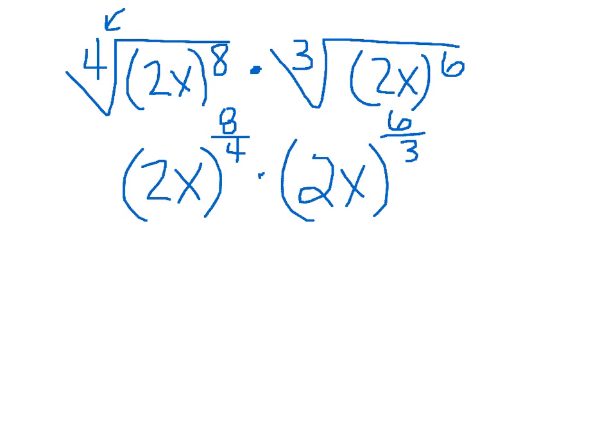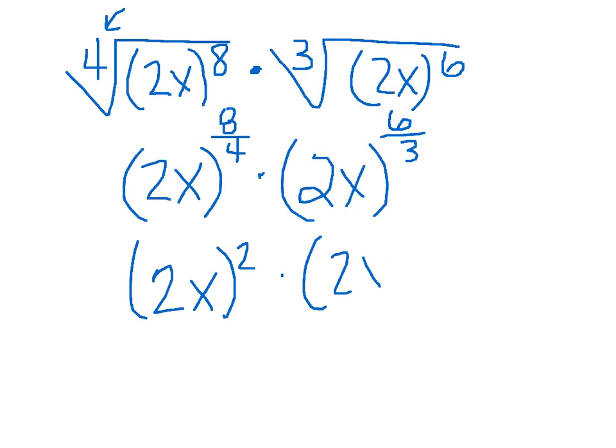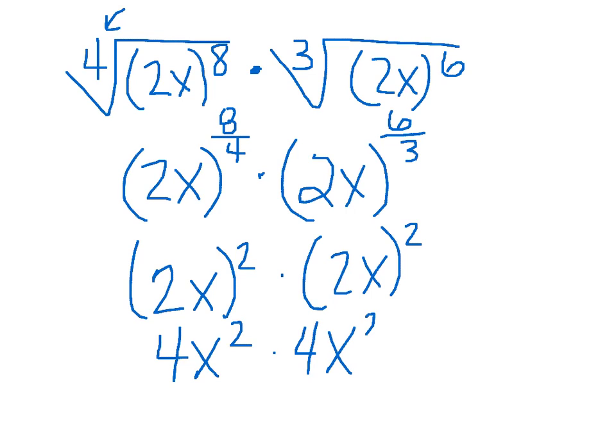Now the problem becomes a lot easier because 8 over 4 is just 2, and 6 over 3 is also just 2. So I really have the quantity 2x squared times the quantity 2x squared. If I simplify each of these separately, I get 4x squared times 4x squared. And when I multiply those, we get 16x to the 4th.